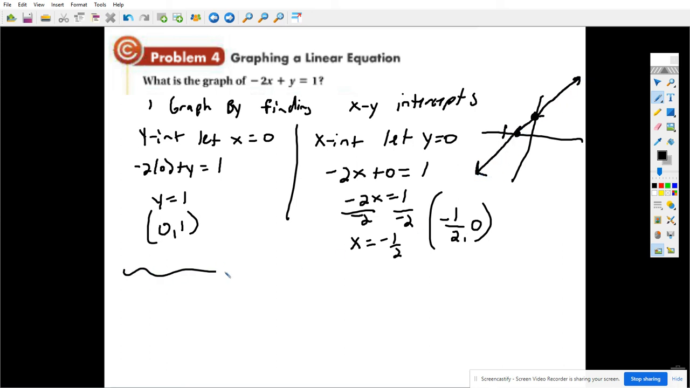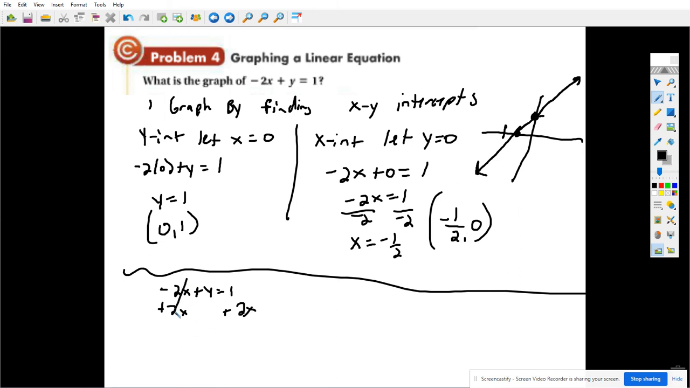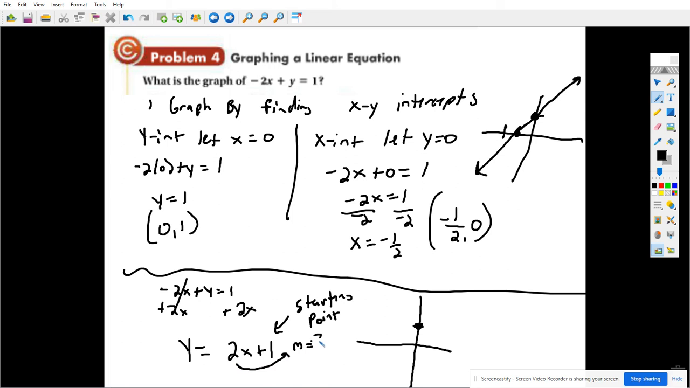There's my graph. If I wanted you to solve this by getting this into slope-intercept form, we're getting y by itself. So the first step is to add 2x to both sides. So that cancels, and I have y equals 2x plus 1. That's in slope-intercept form. So this is my y-intercept, or what I call my starting point. So I'm going to plot that point first. y-intercept of 1, go up 1. My slope is 2 over 1. So I'm going to go up 2, right 1.